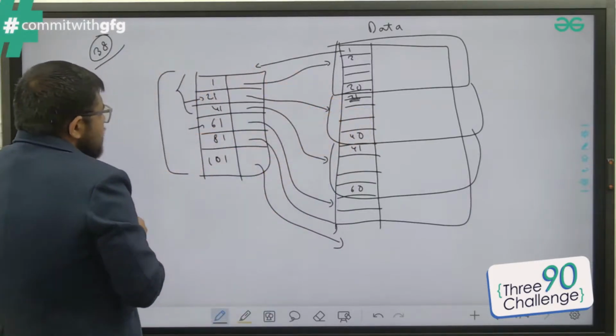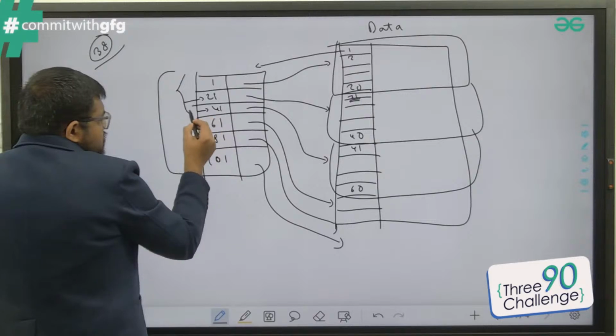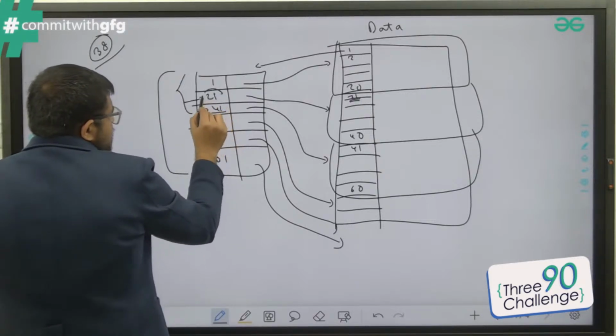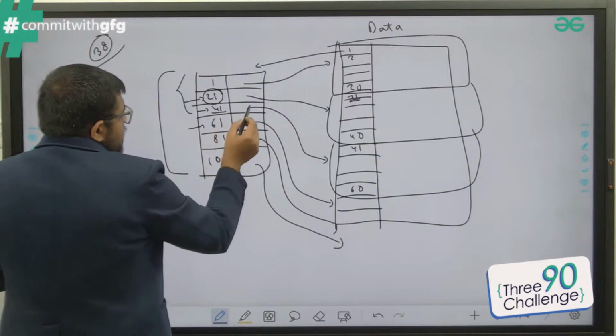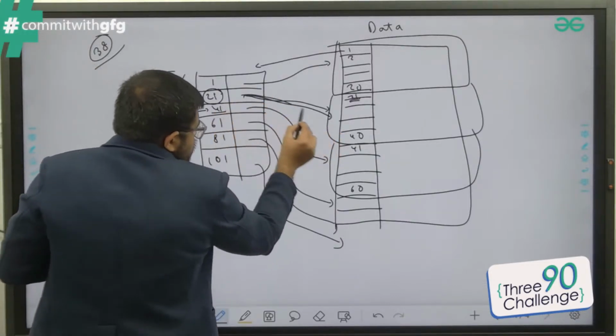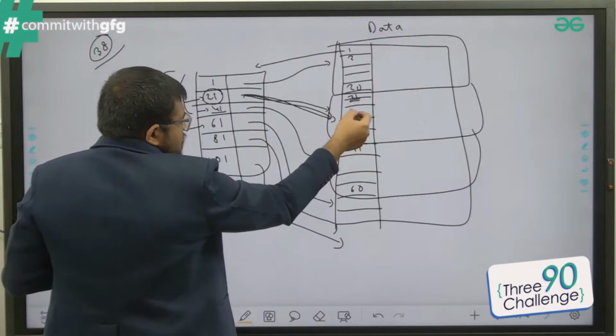So how can you check that? You check with the next starting point. The next starting point is 41, so you can be sure that 38 is present in a block pointed by this pointer only. So you directly go here, and then here you can access the data.